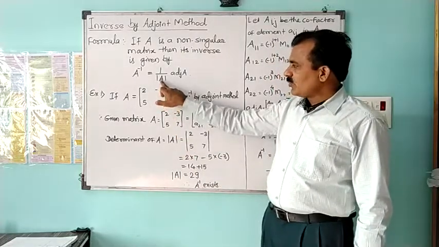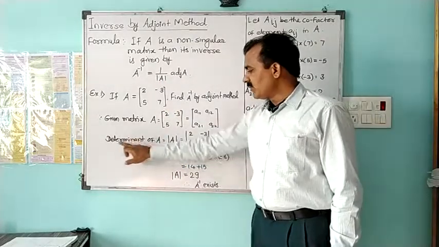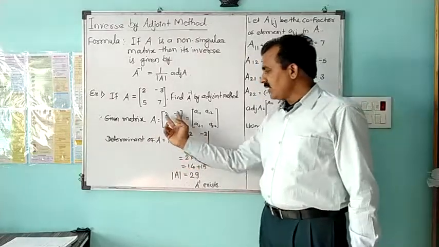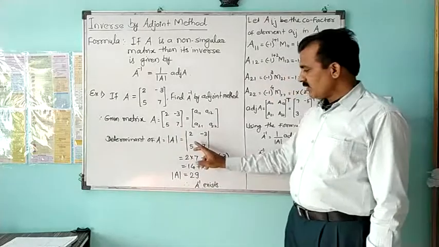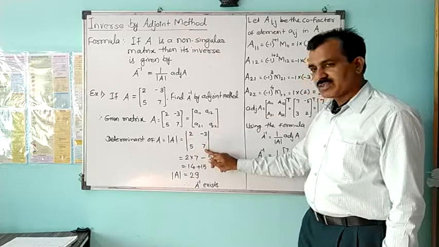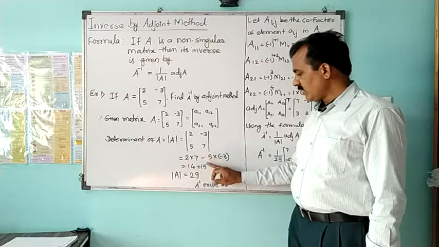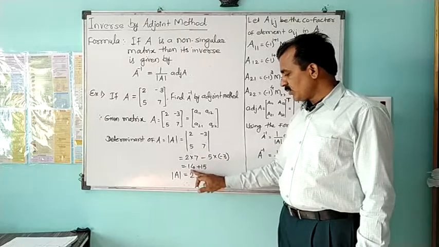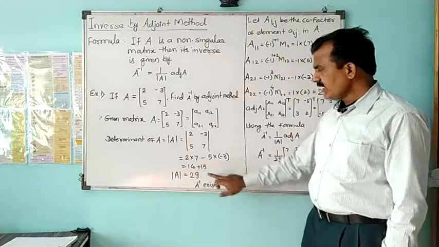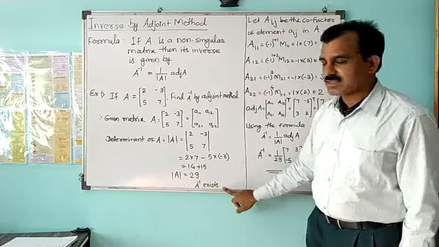The first step in the formula is to find the determinant of this given matrix. The determinant of matrix A is denoted by this symbol, with the same elements at the same places. Its value can be evaluated by the product of the first two minus the product of the second two. So this gives us 2 with 7 minus 5 with -3. So we have got 14 plus 15, that is 29. So this determinant is non-zero, that's why this matrix is non-singular and its inverse will exist.